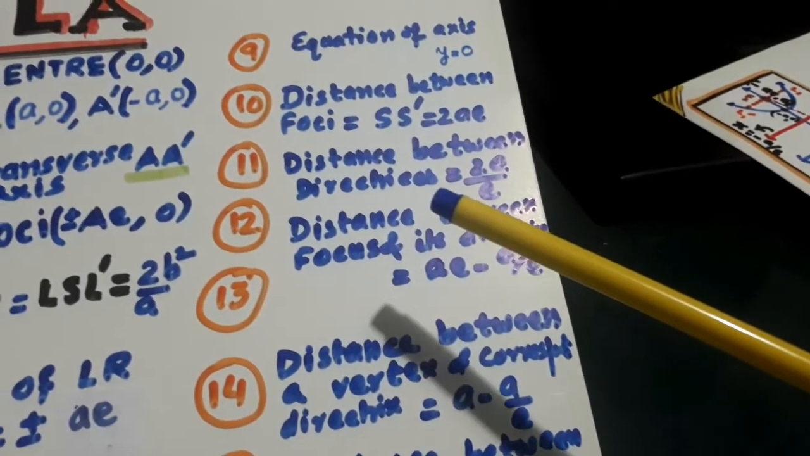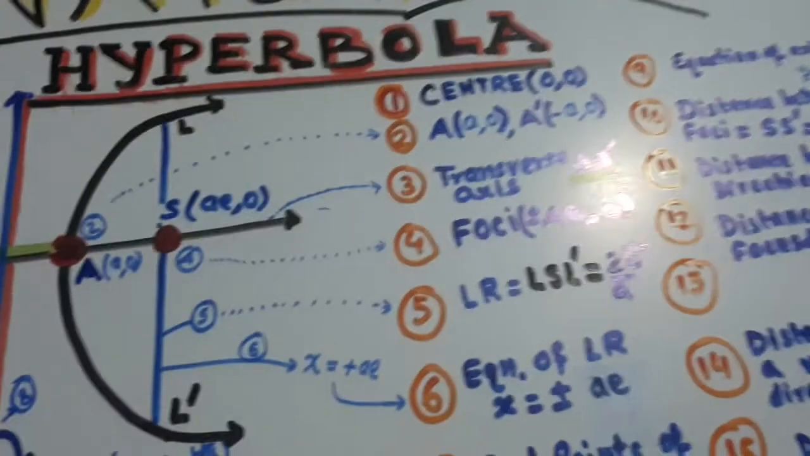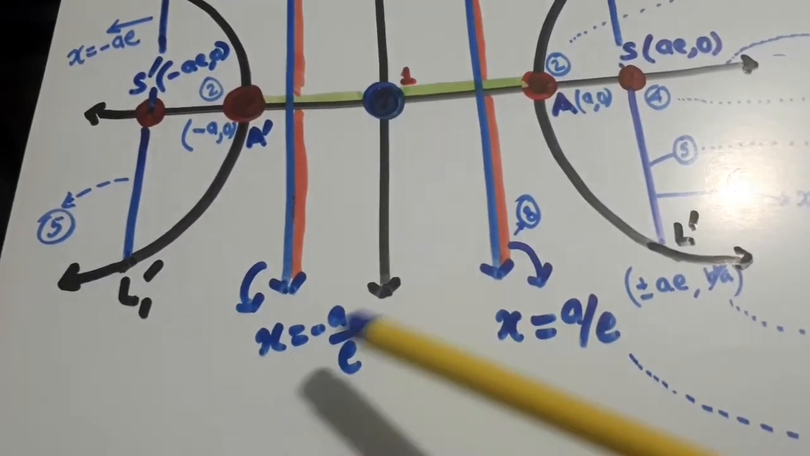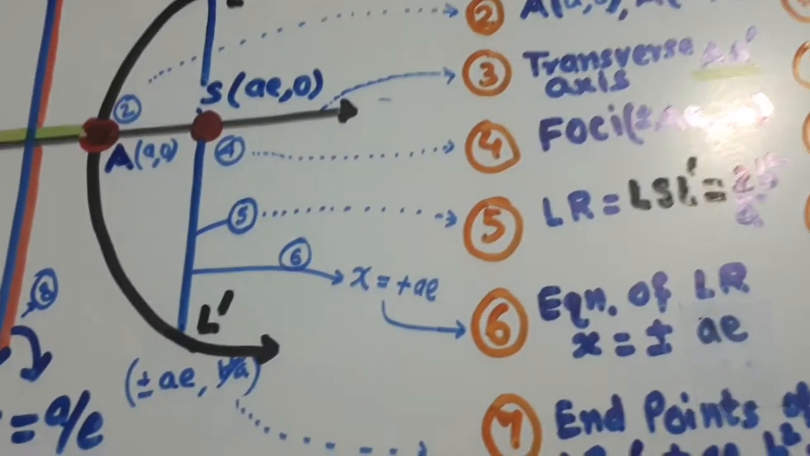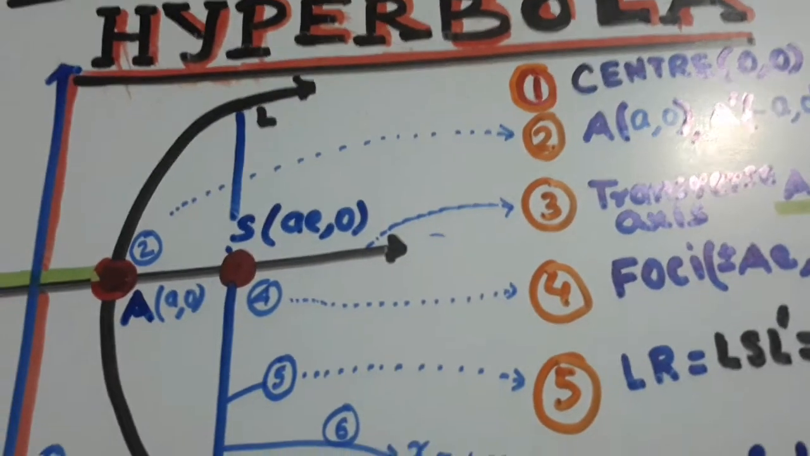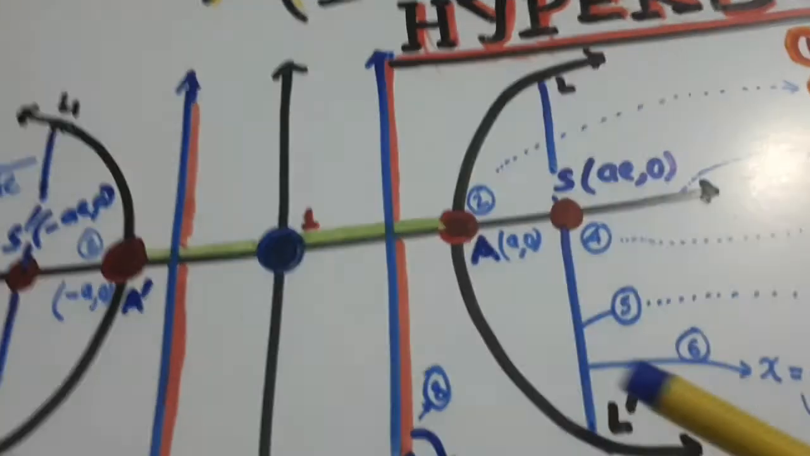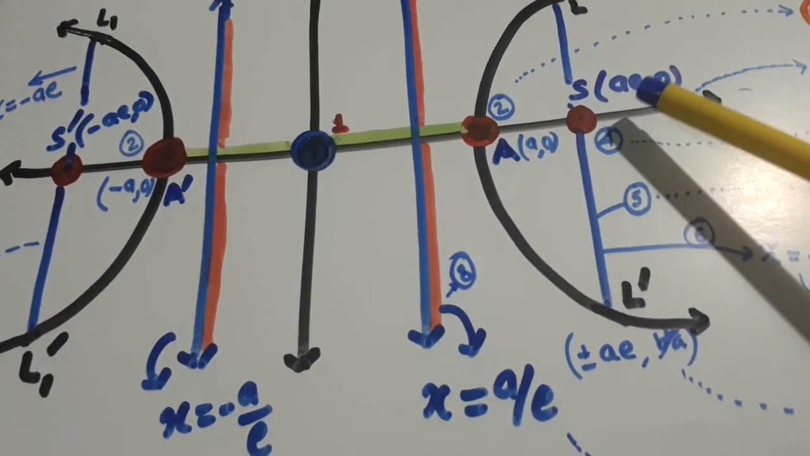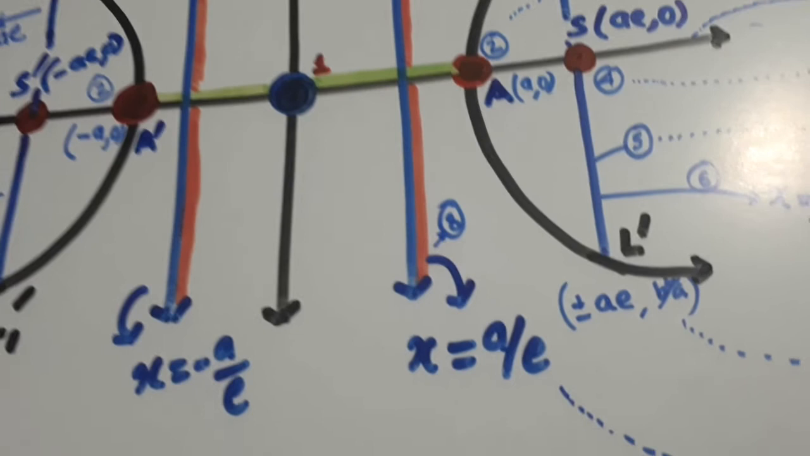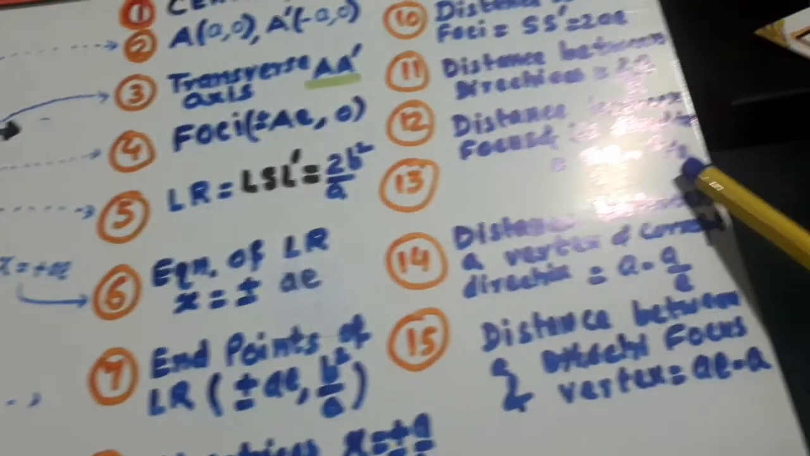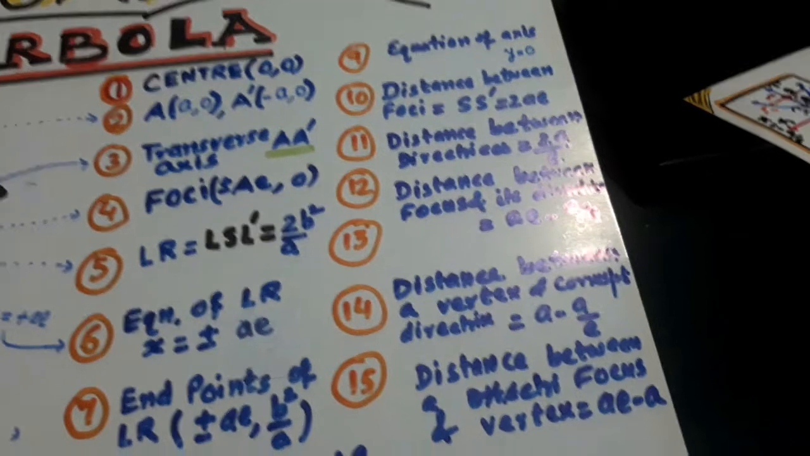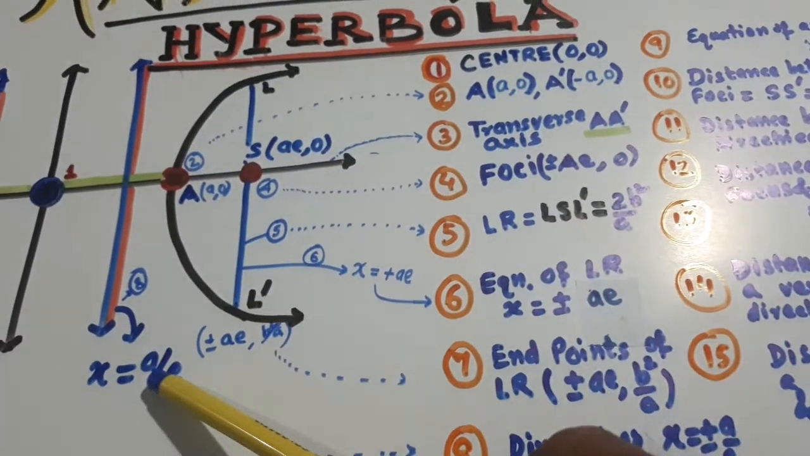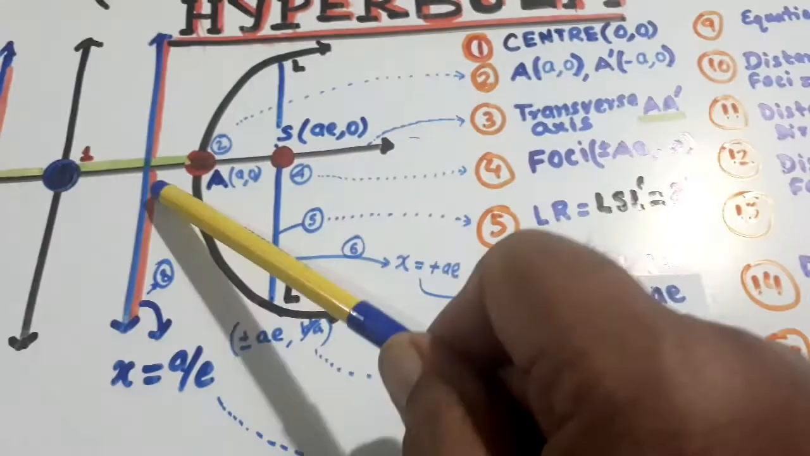And let us go to next. Distance between directrix. This is a over e. This is again minus a over e. The total distance will be 2a over e. Distance between focus and directrix. Look here. This is directrix and this is focus. So ae minus a over e. Look here. This is ae and this is a over e. Distance will be this minus this.